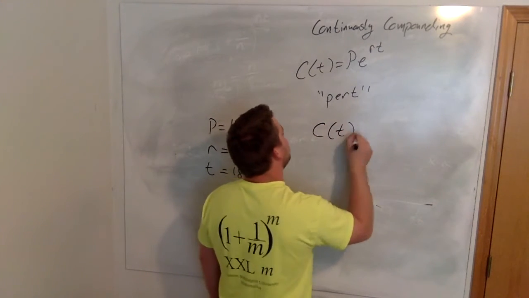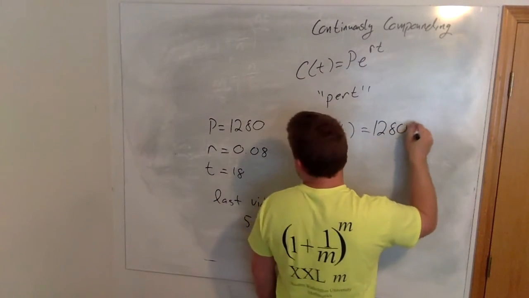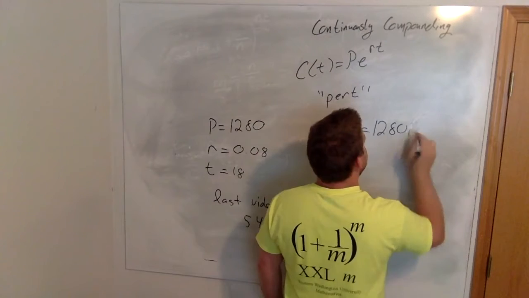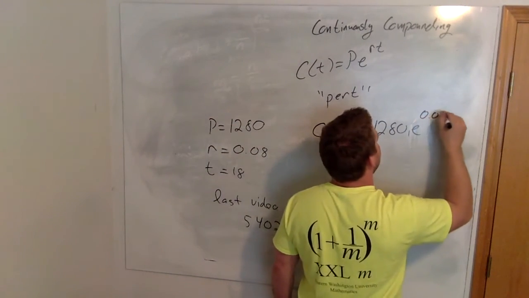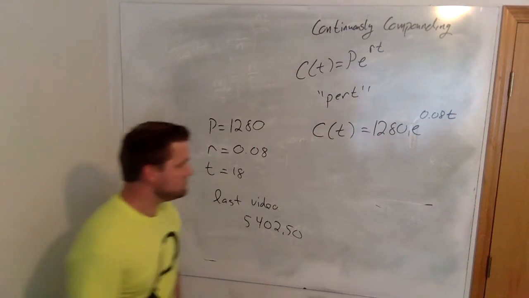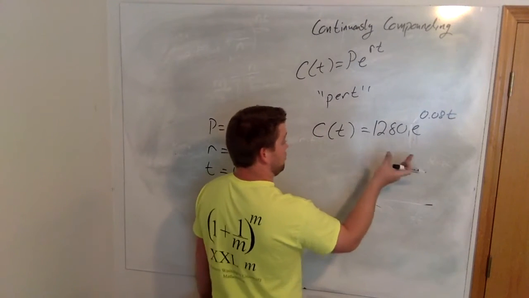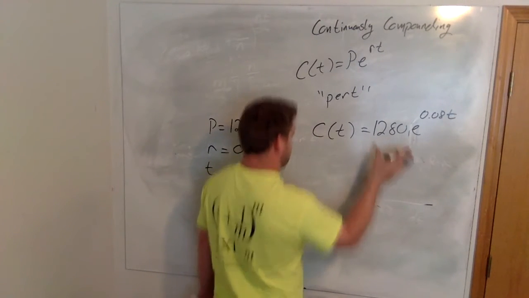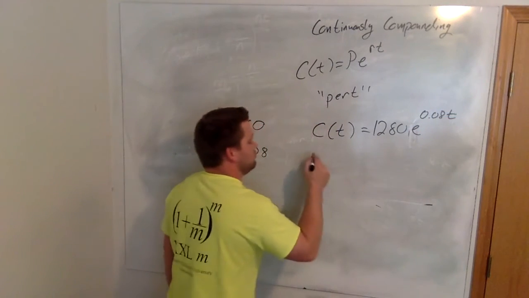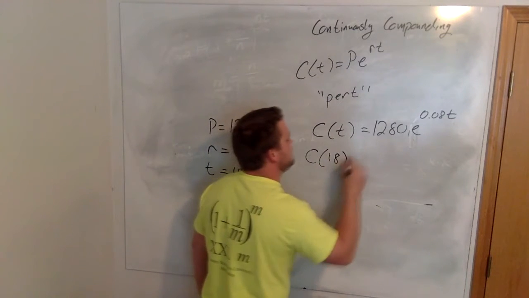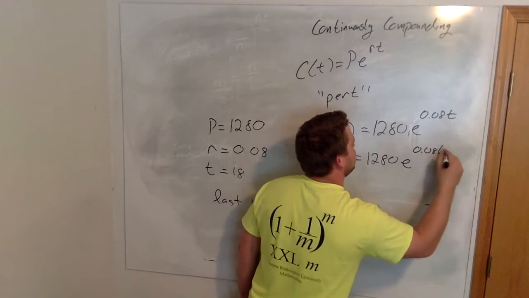If I'm plugging all the pieces in, our principal was $1,280. Then we have e to the r times t, so this would be 0.08t. This tells us how much money we'd have in our bank account at the end of t years if we're compounding continuously. But what about 18 years? What happens after 18 years? e to the 0.08 times 18.